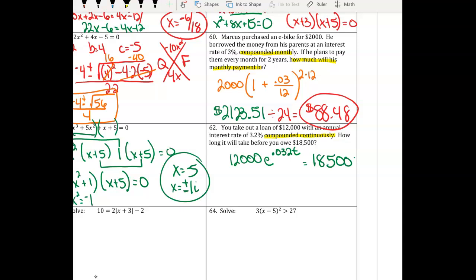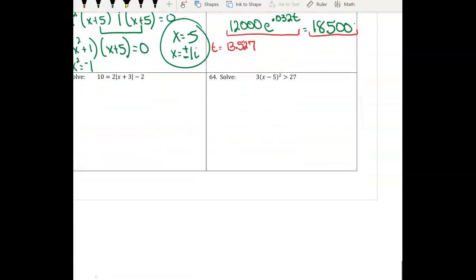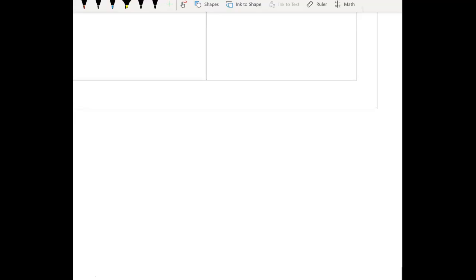Okay, so that means probably the easiest way to do this is just go to your calculator. You can do a y1 and a y2. And when you do that, you're going to get t equals 13.527. Now, there's another way to do that problem, but I'm going to need a little more room. So I'm going to move down here, and I'm going to rewrite it here.